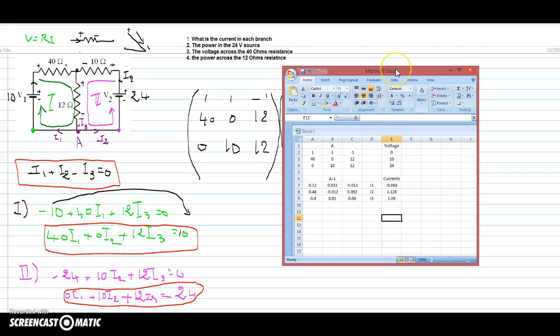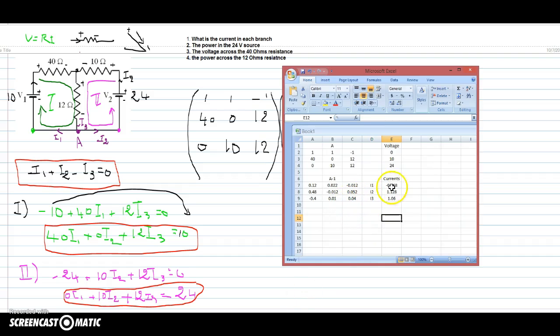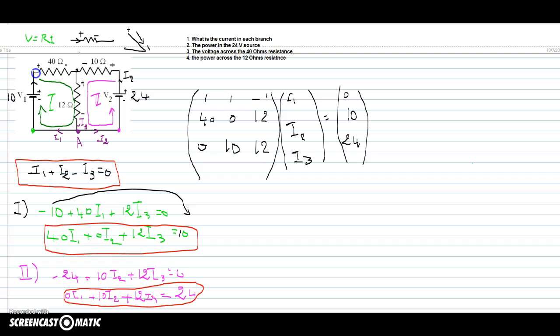All right. So now notice the negative sign. Probably we have an explanation here. The negative sign, this one here, means the current I1 is actually this way. And it makes sense because 24 is stronger than 10, so it will push the current the other way. Everything else is correct.